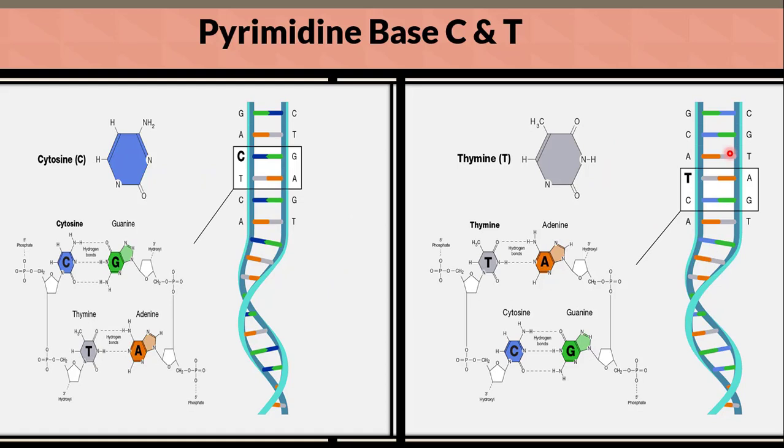Here are the pyrimidine bases C and T, cytosine, as you can see here, and thymine. And here is thymine, which is paired by hydrogen bond to adenine, and cytosine, which is paired here with guanine.